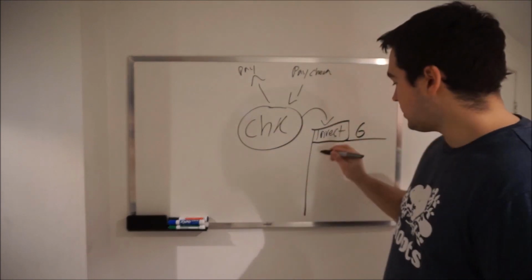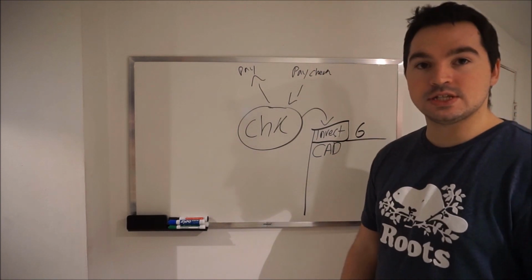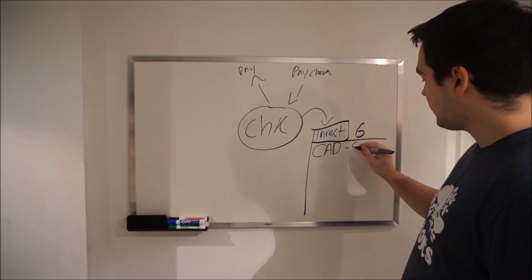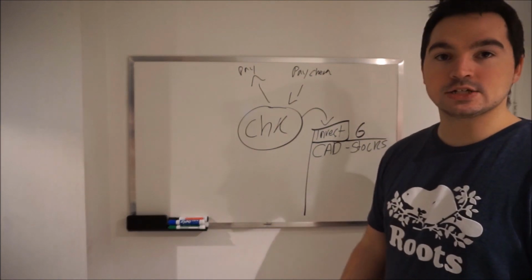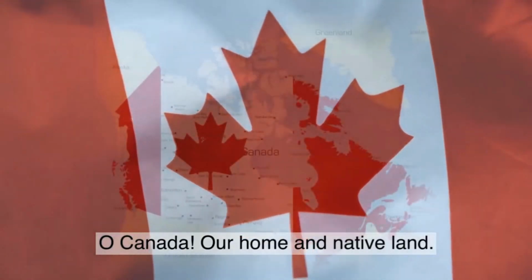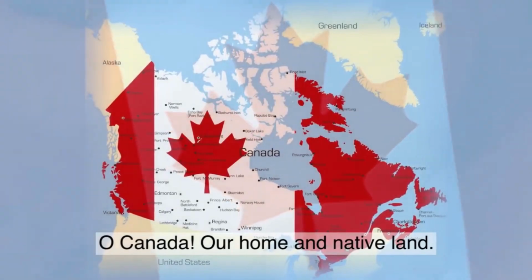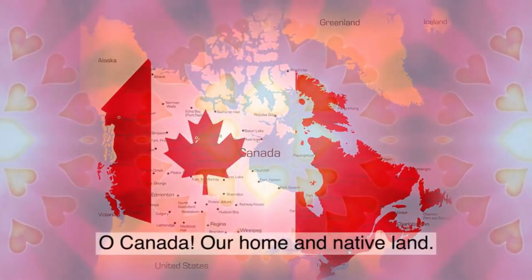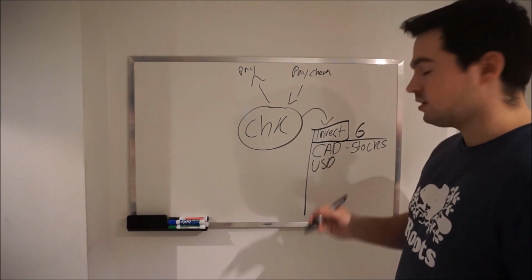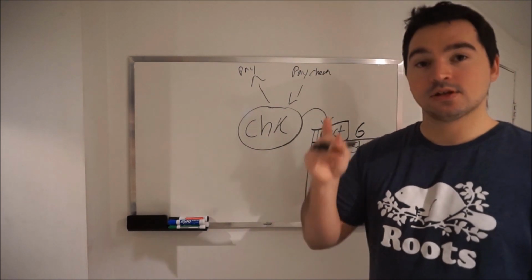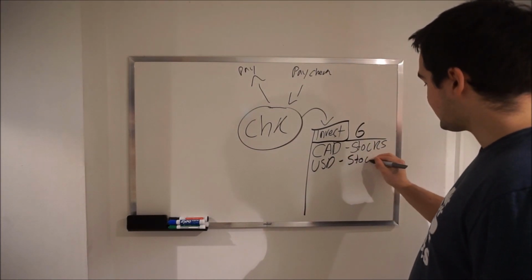So how are they divided? Well, I have Canadian. That's pretty standard. It's just the standard Canadian. So basically, if I want to buy stocks, Canadian stocks go there. I'm Canadian. Oh, Canada, our home and native land. I buy Canadian stocks. And then I have my USD. It's literally the exact same account, but for American. So this is where I buy all my American stocks.